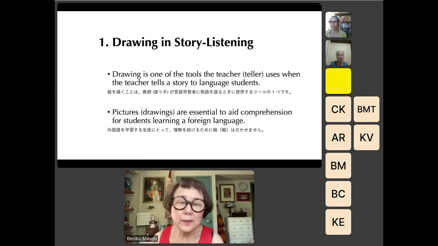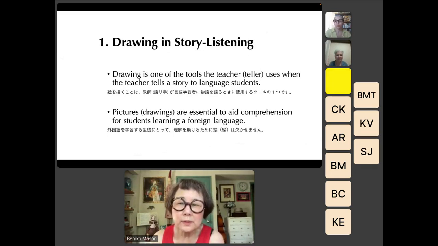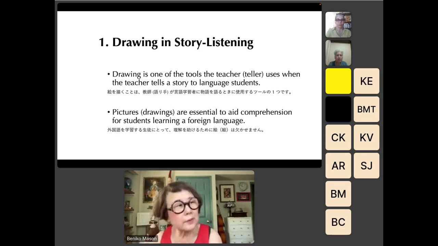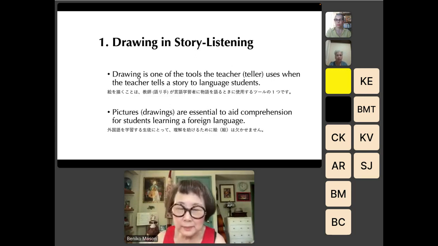Drawing in story listening. I added some Japanese underneath in case some Japanese people might be watching this. But anyway, drawing is one of the tools the teacher uses when the teacher tells a story to language students. And so story listening is not just for enjoyment. We want to teach the language. And so when the students listen to us tell a story without any aids, most likely many of them don't understand.